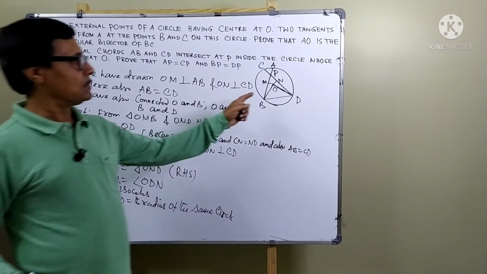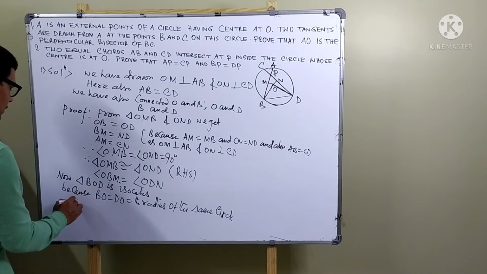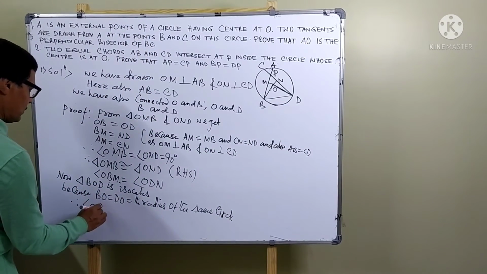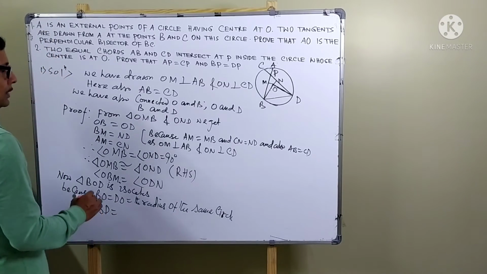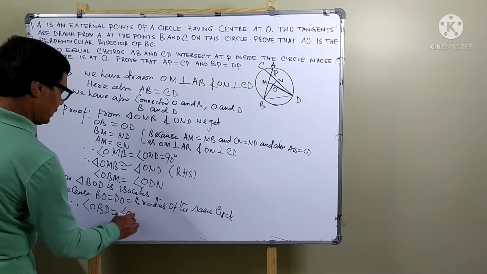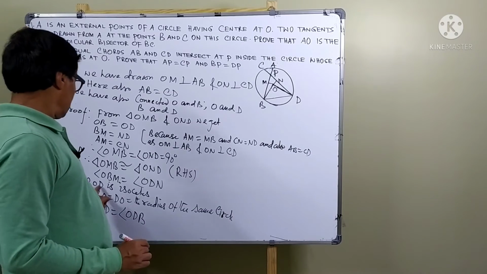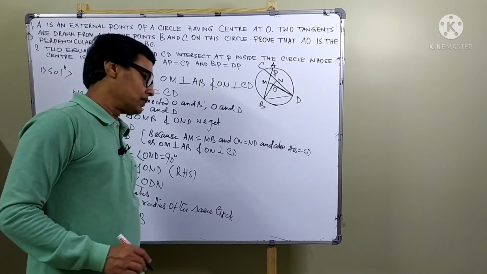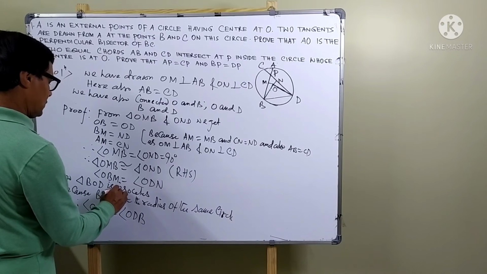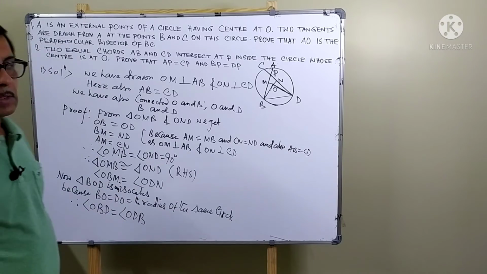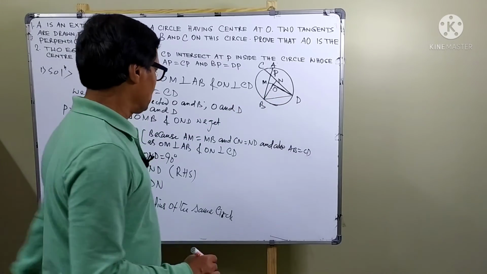As BOD is an isosceles triangle, these two angles are also equal. That is, angle OBD equals angle ODB, because BOD is an isosceles triangle. So these two angles, OBD and ODB, are equal.